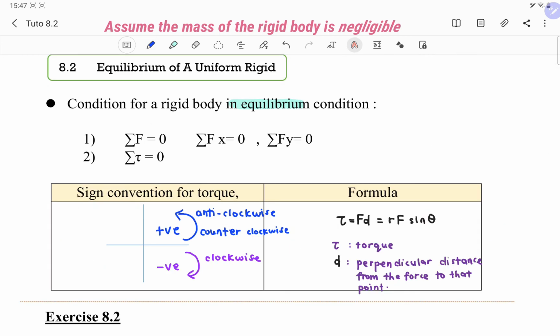Okay, so basically what we have applied in all the examples is the condition summation F equals 0 and summation torque equals 0, and then we refer to the sign convention, positive and negative, and then use the formula of torque.